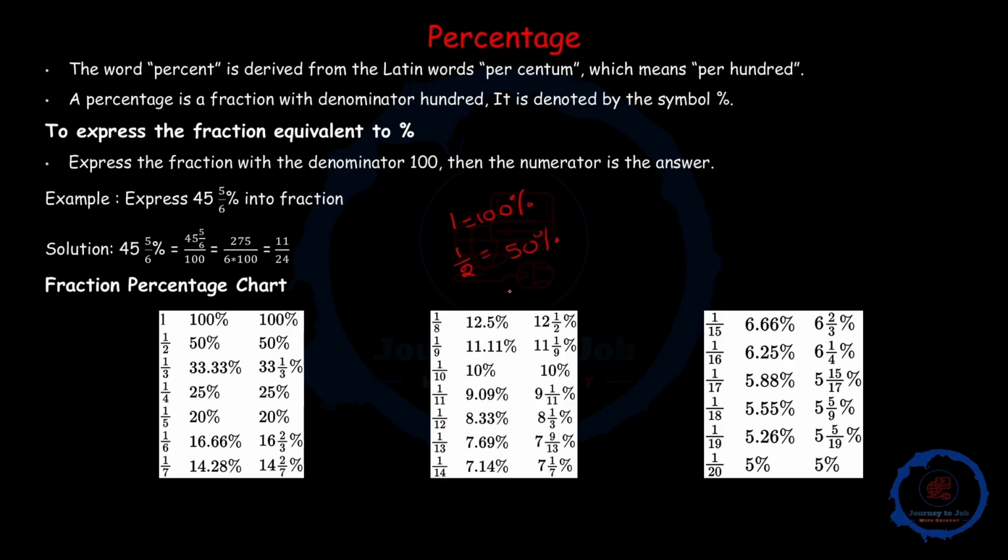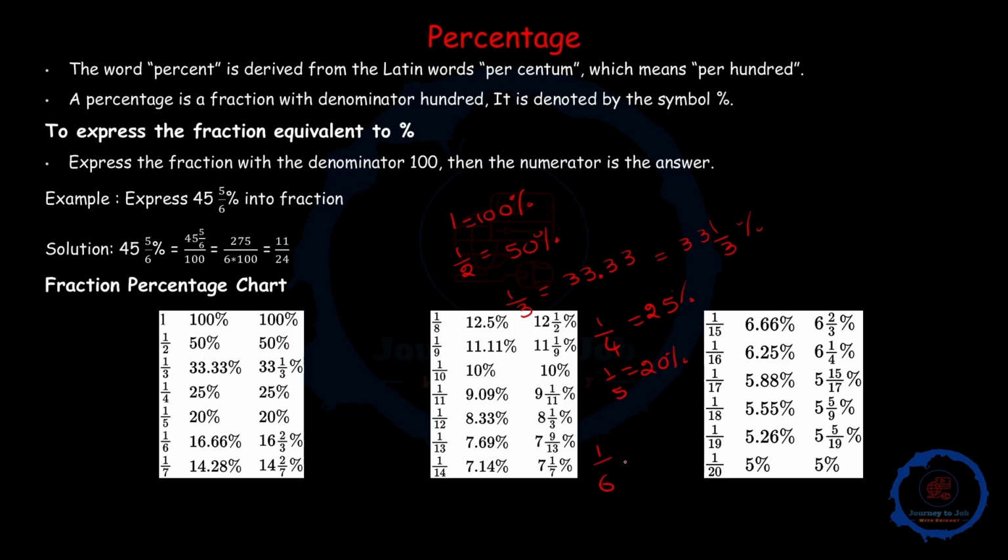1 by 3 we know is 33.33 or 33 1 by 3 percentage. This is also important. All important ones I will write here, you have to learn by heart. Next, 1 by 4 is 25%. 1 by 5 is 20%.